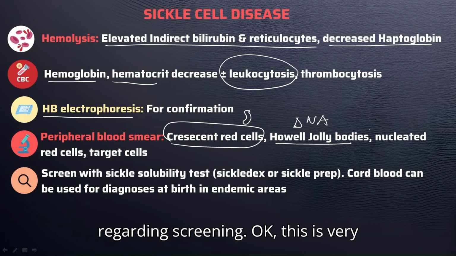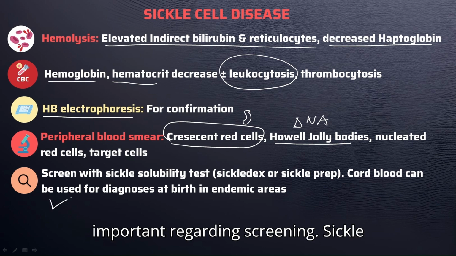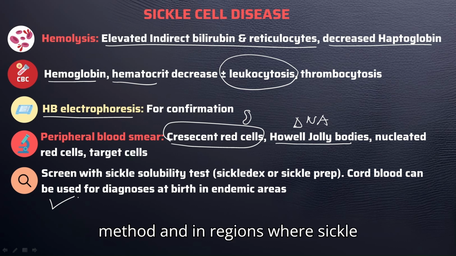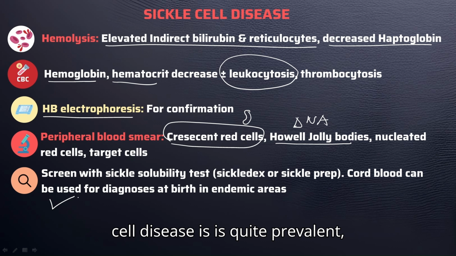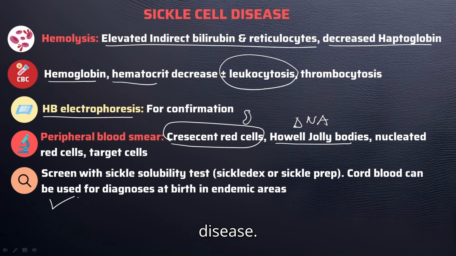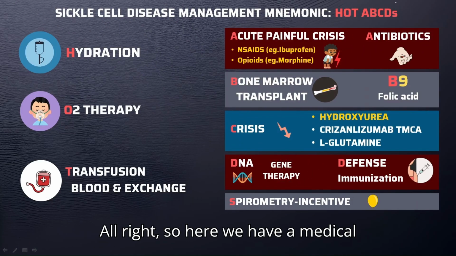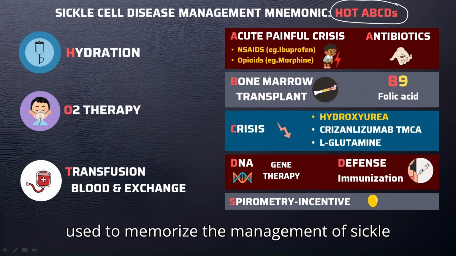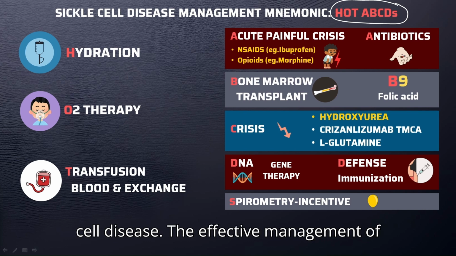Now, regarding screening, this is very important. The sickle solubility test is a straightforward method, and in regions where sickle cell disease is quite prevalent, utilizing cord blood at birth can facilitate early detection of sickle cell disease. All right, so here we have a medical mnemonic, HOT ABCDs, that is going to be used to memorize the management of sickle cell disease.